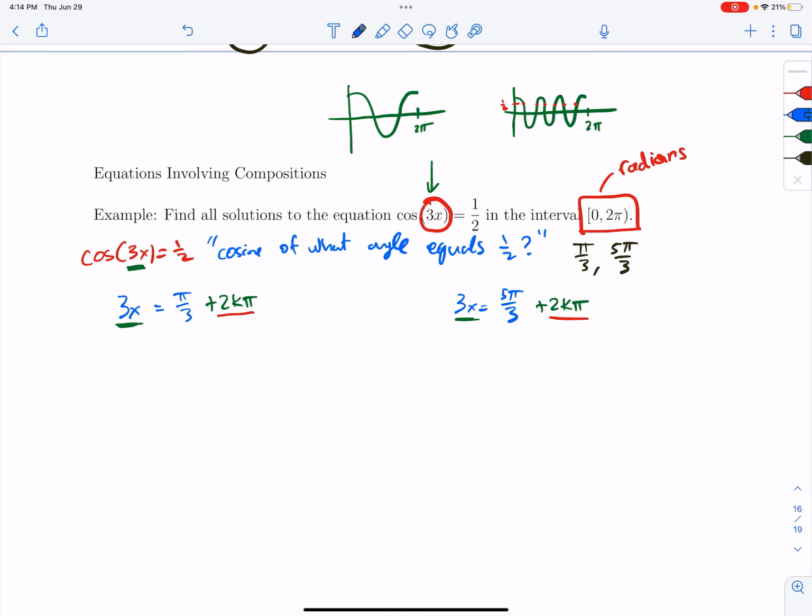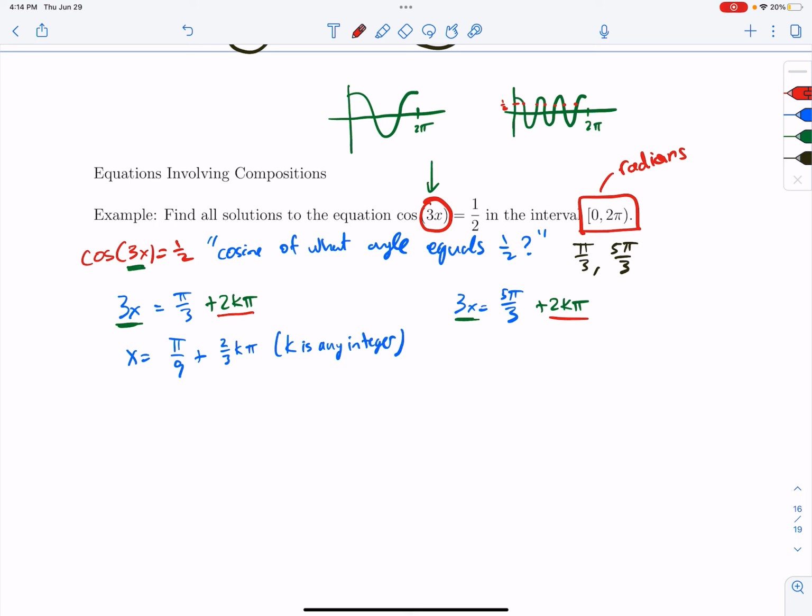All right, so let's look at the left branch first. I'm going to divide everything by 3. I get x is equal to pi divided by 3, which is the same as pi over 3 times 1/3. So this is pi over 9. And then I'm going to divide that 2 by 3, so 2/3 k pi. And I didn't say this, but k is any integer. Okay, so we've come up with a general solution.